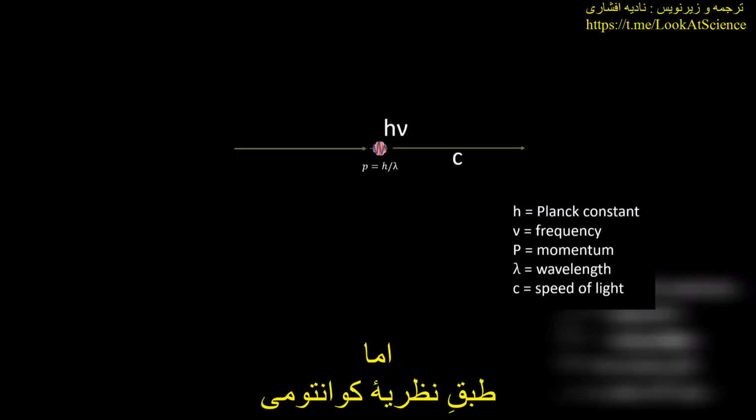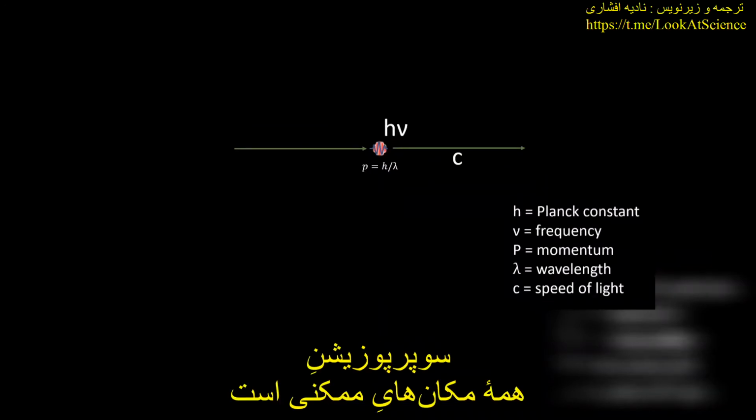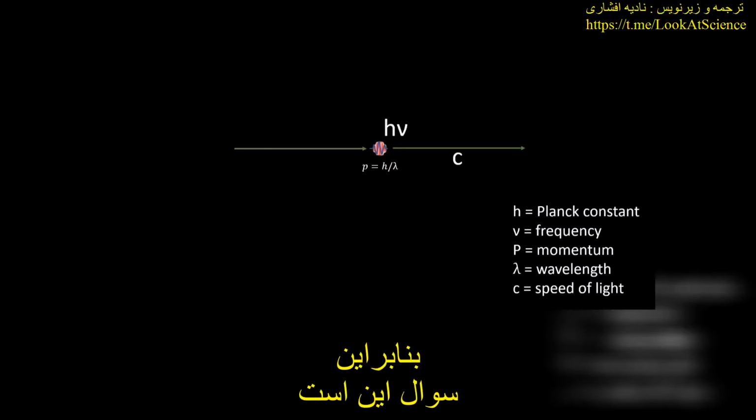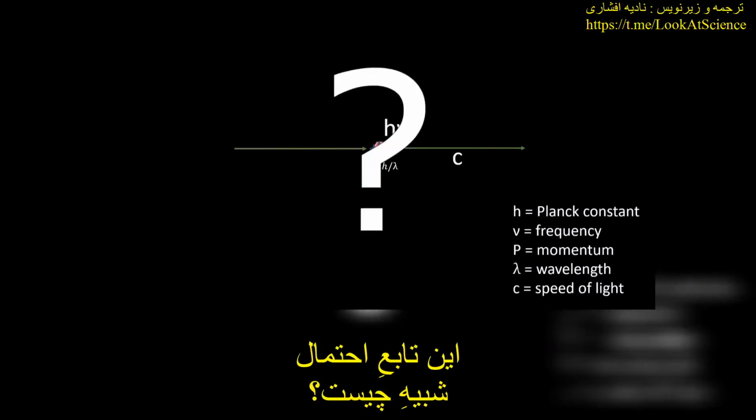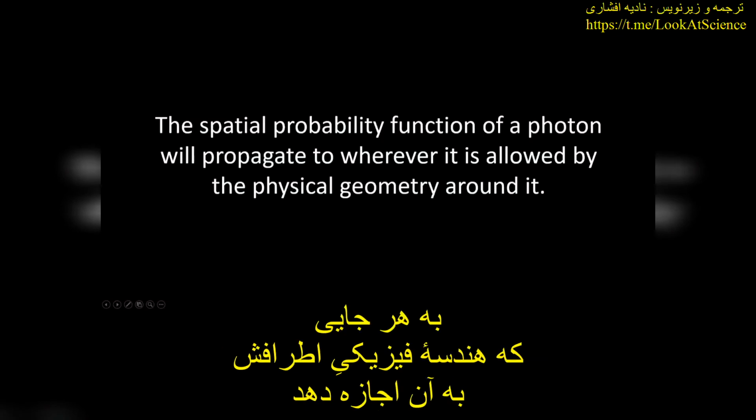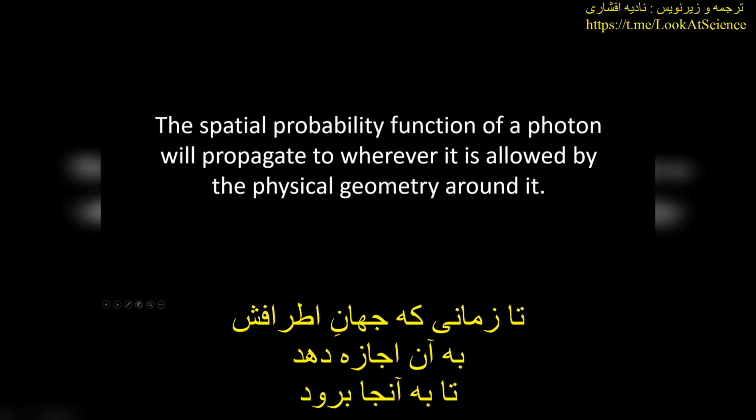But according to quantum theory, the spatial probability function still is the superposition of all possible locations you might observe the photon. So the question is, what does this probability function look like? Now, in trying to understand this myself, I formulated it as follows. The spatial probability function of a photon will propagate to wherever it's allowed by the physical geometry around it. Put simply, the photon will go everywhere at the same time, as long as the world around it allows it to go there.